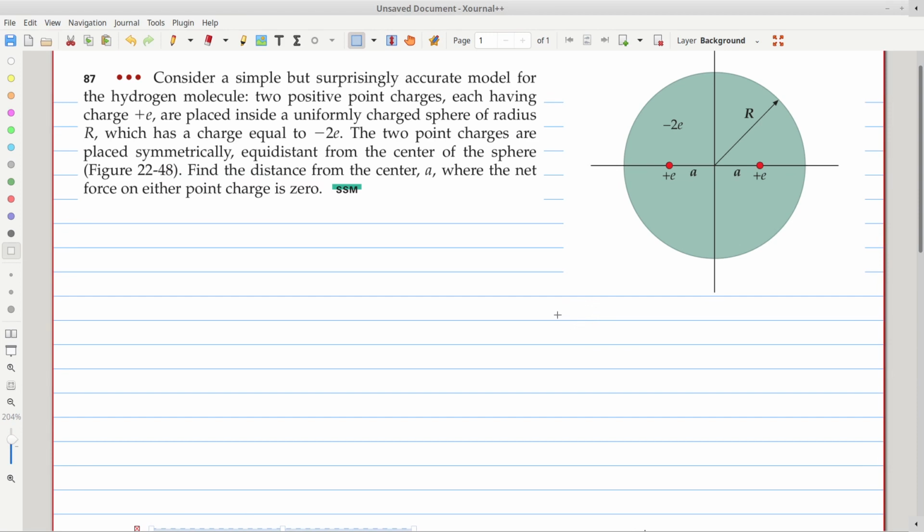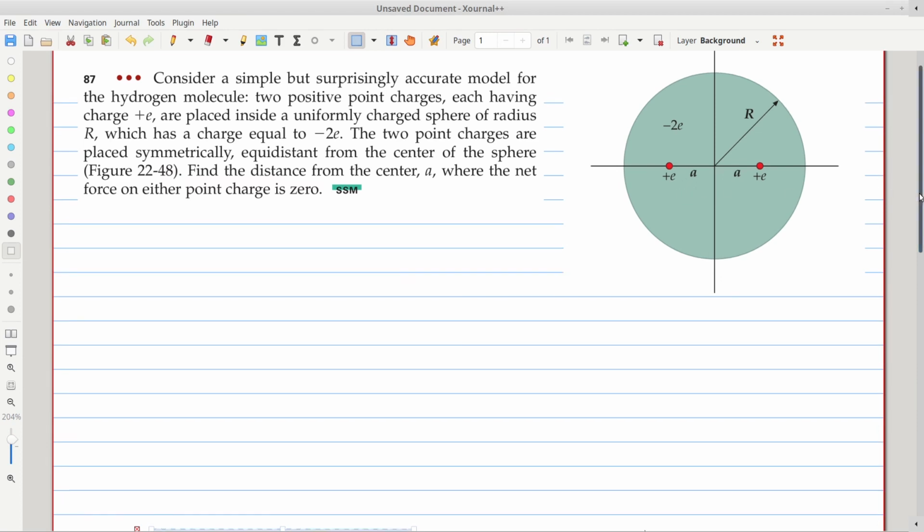It's a very interesting problem that we can solve using superposition. We always can use superposition in electromagnetism problems. So it's a problem that we can divide in two parts. One is the 2 point charges and the other is the sphere. So we'll solve separately the 2 point charges and the uniformly charged sphere, and then we'll sum the solutions to have the solution for the problem.